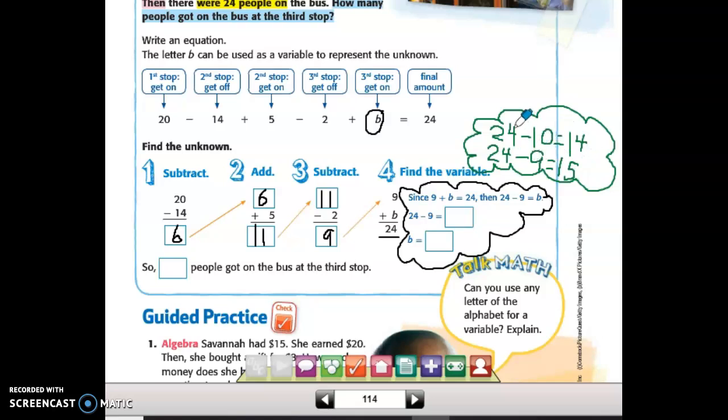one less here. So this is an operation you can do in your head to hopefully make this subtraction something you don't need to write out, and you can do this in your head and be able to get the answer without having to write anything out. But that tells me b equals 15, which is the answer to the problem. So 15 people got on the bus at the third stop.